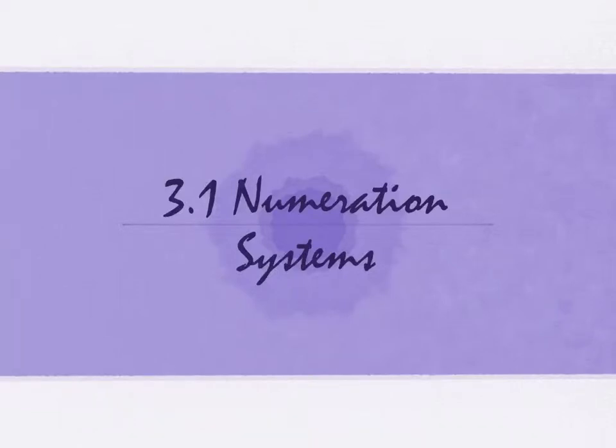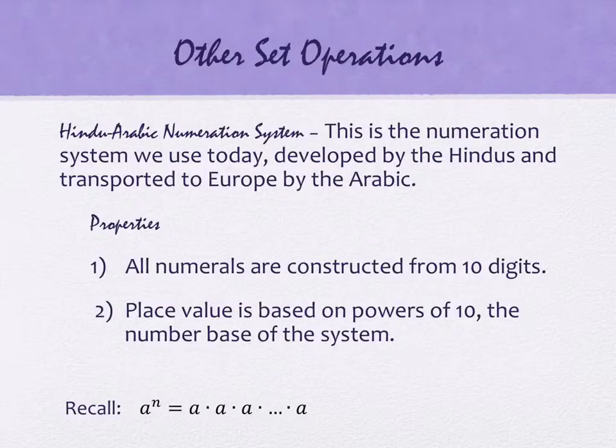Section 3.1 is called Numeration Systems. And we're going to cover a variety of things in this section. The first thing that we're going to take a look at is some sort of historical development of some things. Before we go back too far, we're just going to define something that you already know, but you probably didn't know it was called this.